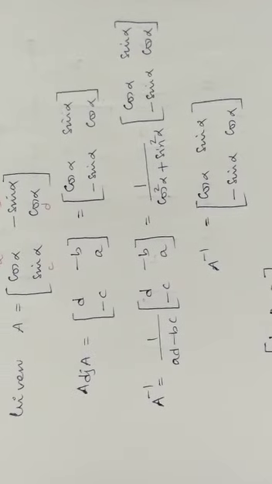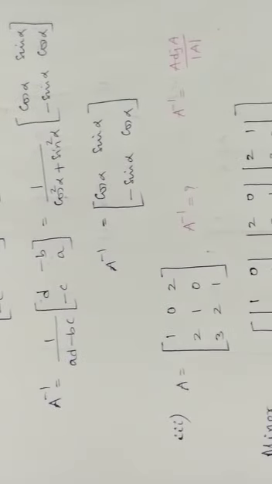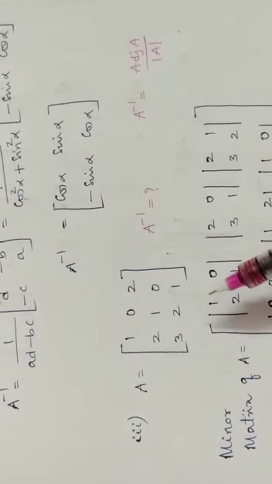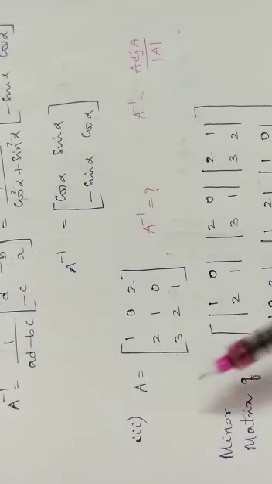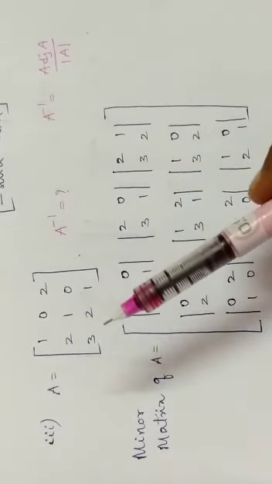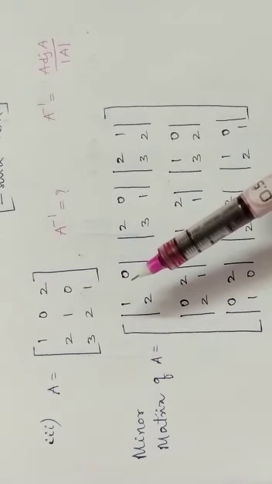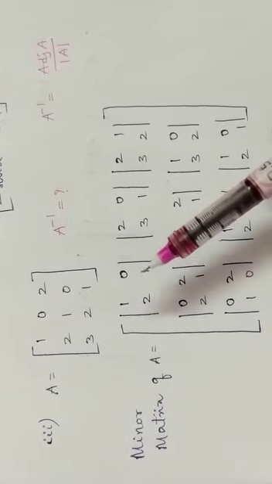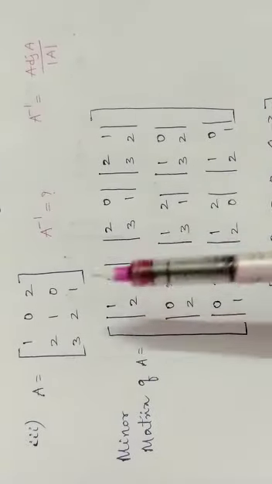Now, one more problem of order 3 by 3. So, a 3 by 3 matrix is given. How to find adjoint and inverse? Right. Adjoint.